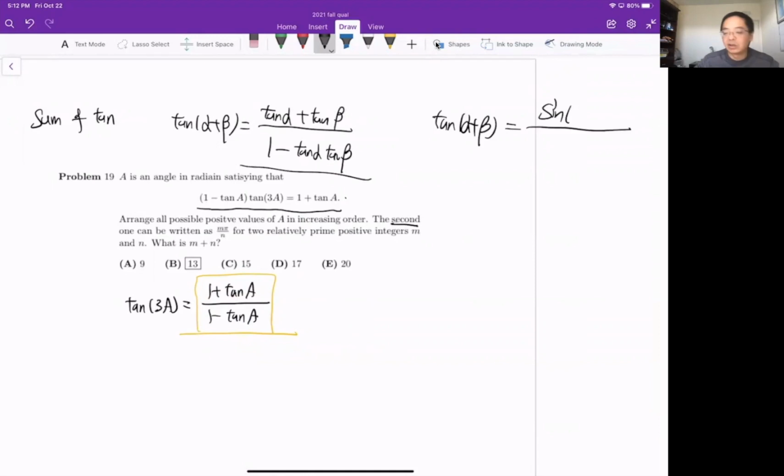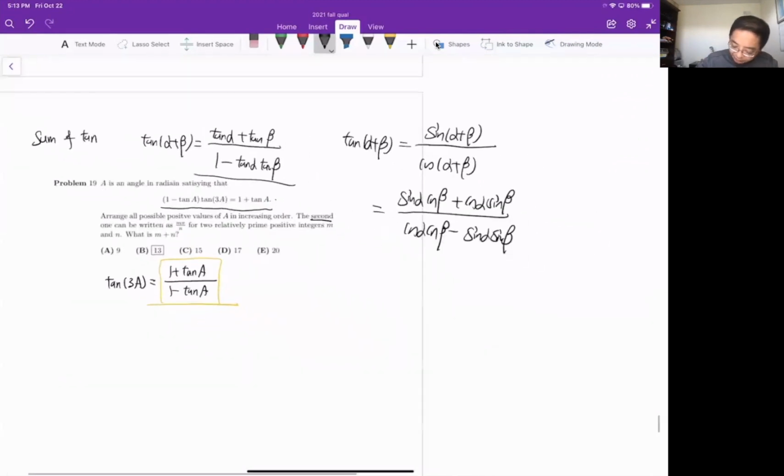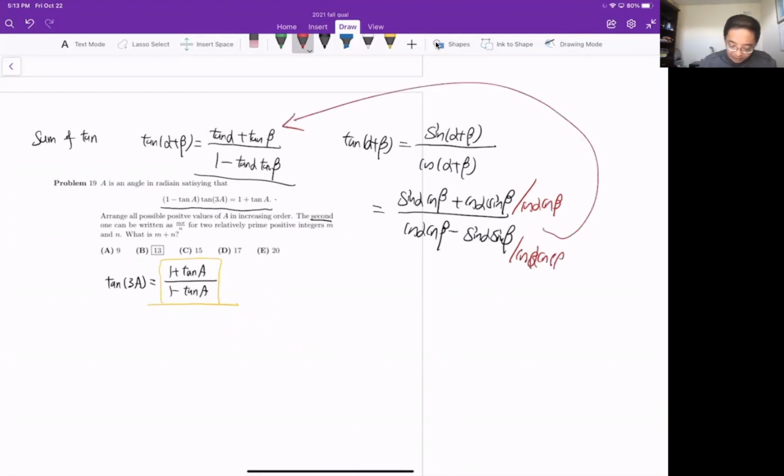Now this formula so far is not required in the AMC12, but I think it's nice to know it since the formula is quite elegant. And it's easy to derive, because this is divided by cosine of this, and we apply the sum formula for sine and cosine. This is sine alpha cosine beta plus cosine alpha sine beta, and this is cosine alpha cosine beta minus sine alpha sine beta. Now, if you divide the numerator and denominator both by cosine alpha cosine beta, then you immediately get the sum formula of tangent.